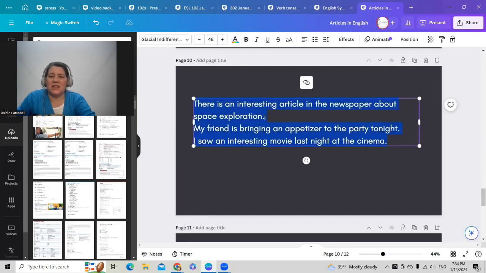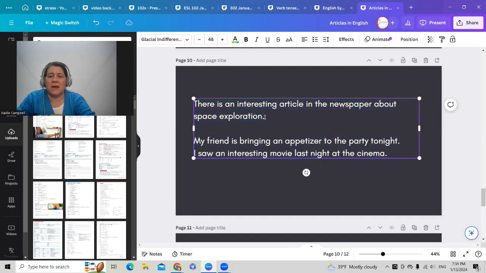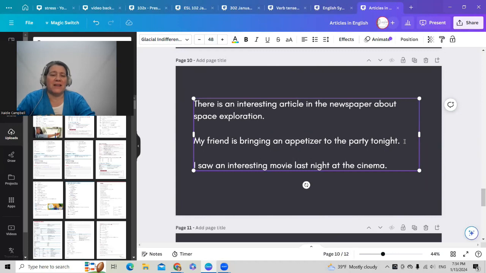There's an interesting article in the newspaper about space exploration. My friend is bringing an appetizer to the party tonight. My friend is bringing an appetizer. We say it together. I saw an interesting movie last night at the cinema.